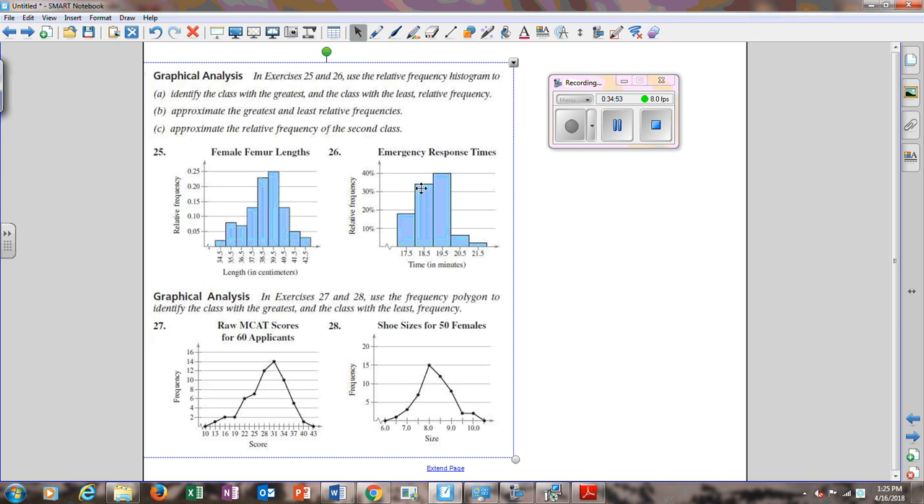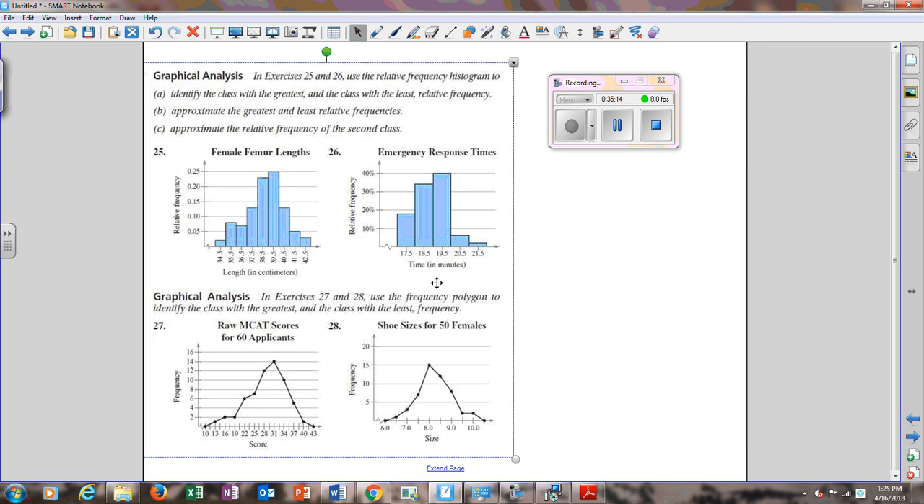Approximate the relative frequency of the second class. I'd say like 32, 33%. As long as you're in the ballpark. If you say 38% for this, I'm probably not going to give you credit for it. But as long as you're in the ballpark, it's good.